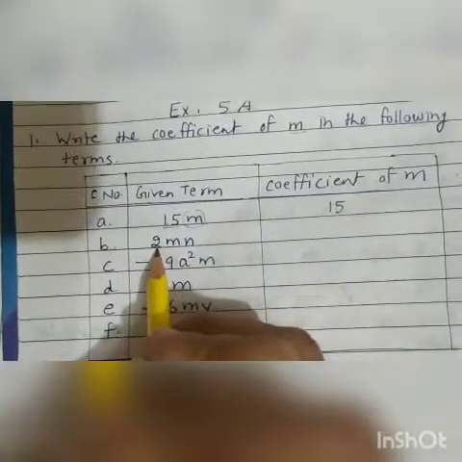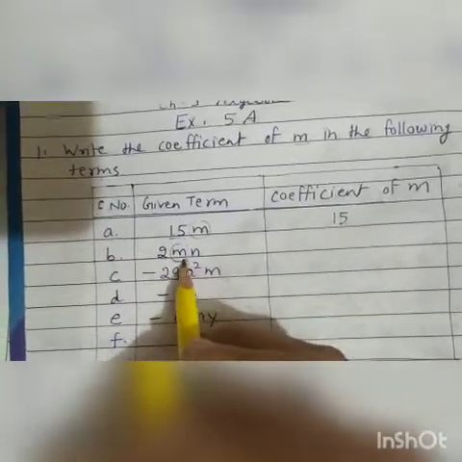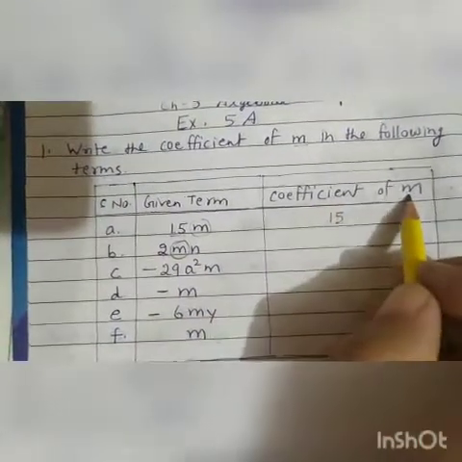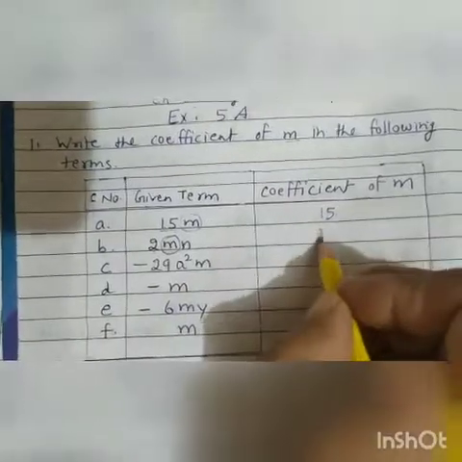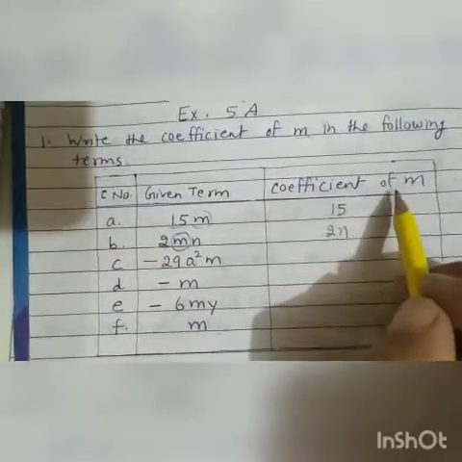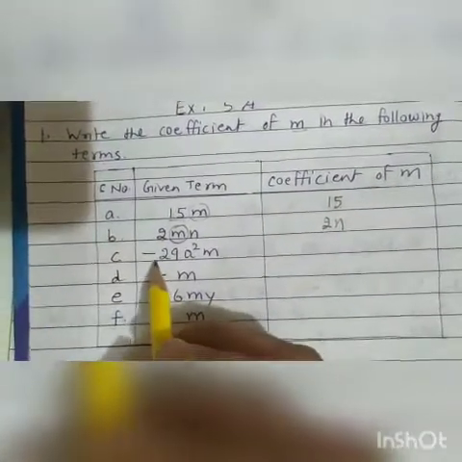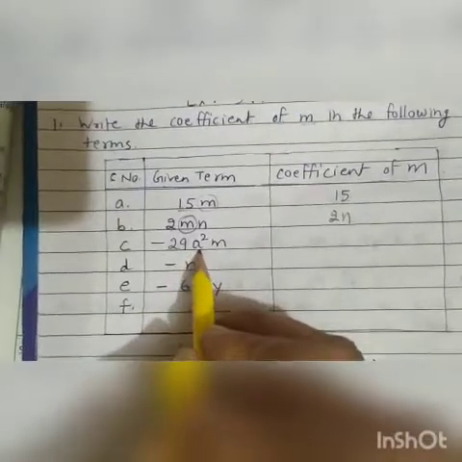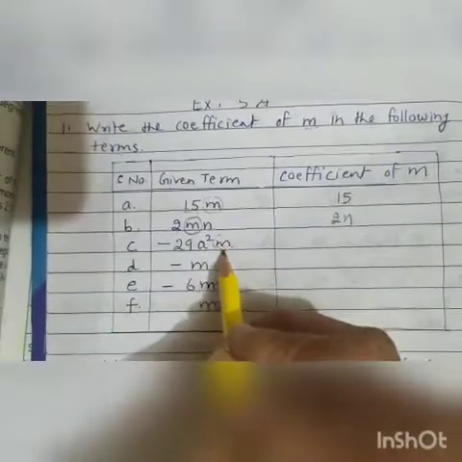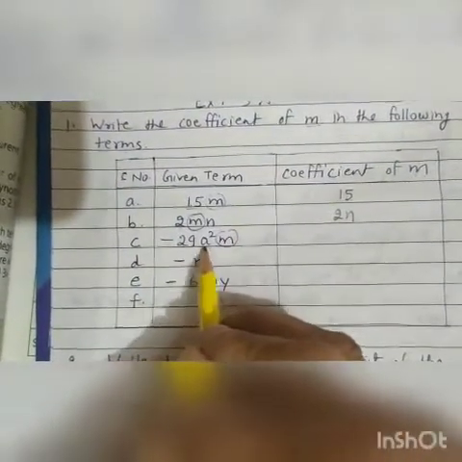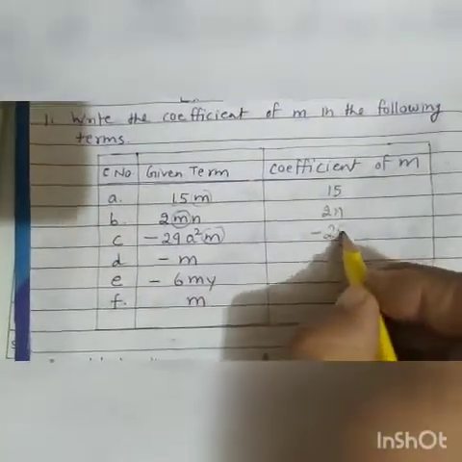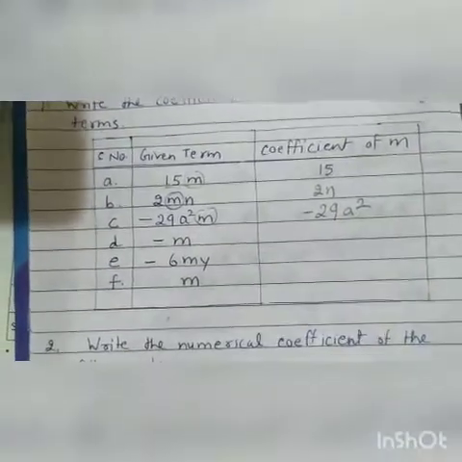See, next second term is 2mn. If we remove m from here, then what is left? 2n. So the coefficient of m in this second term is 2n. We remove that letter for which we have to write the coefficient. Again see the next term, minus 29a square m. Again we have to write the coefficient of m in this term. We will remove this m. What is left? Minus 29a square. So the coefficient of m in this term is minus 29a square.